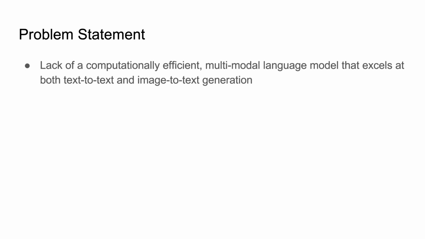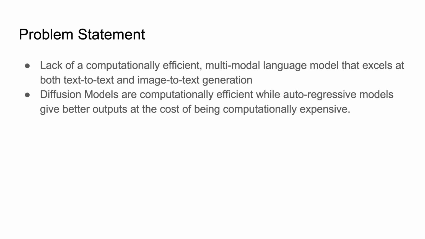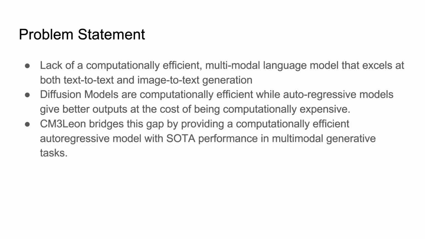Our problem statement today is that, at the time of this paper's writing, there were very few computationally efficient models that were good at both writing from text to image and from image to text. The current approach at the time was diffusion models, which was very good at producing results computationally efficiently, but not having state-of-the-art results when compared to another method known as autoregression, which had better outputs but was also computationally expensive. The aim of this paper is to take the best of both worlds and have a computationally efficient algorithm that can deliver state-of-the-art performance for generation for image to text and text to image tasks.